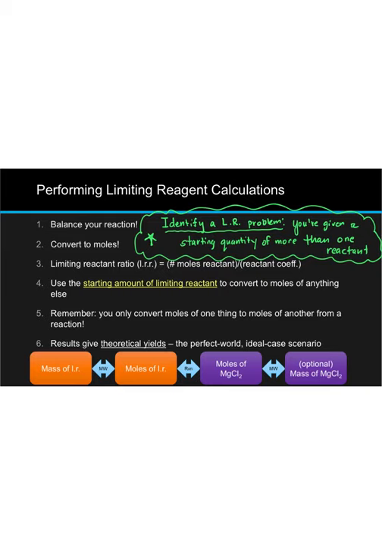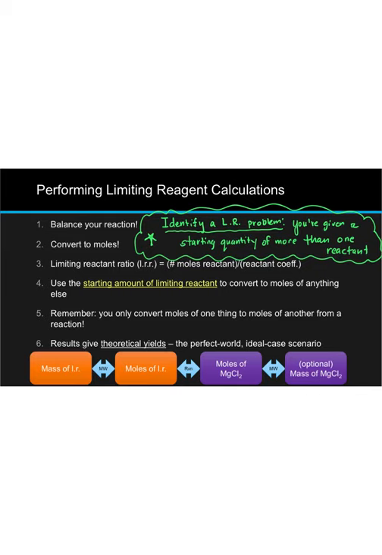We can accomplish that by making sure we have a balanced reaction, converting given starting quantities of our reactants to respective mole quantities if needed, figuring out a limiting reactant ratio by taking the number of moles of reactant of each type, divided by its respective coefficient from our balanced equation. We can then use the starting amount of the limiting reactant and the limiting reactant alone to convert to moles of any other component of our reaction. And again, we can only convert moles of one thing to moles of another from a balanced reaction.